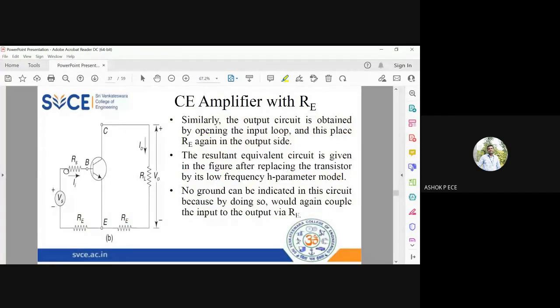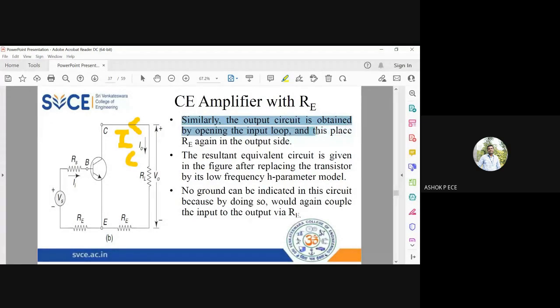See here, the same diagram. You see, emitter is grounded and RE is present in the output loop as well as in the input loop. And across RL, I'm going to measure my output voltage, and the current flowing through RL is going to be I naught, whereas your IC will be flowing in this direction. This is going to be the collector current direction. Okay, so the output circuit is replaced.